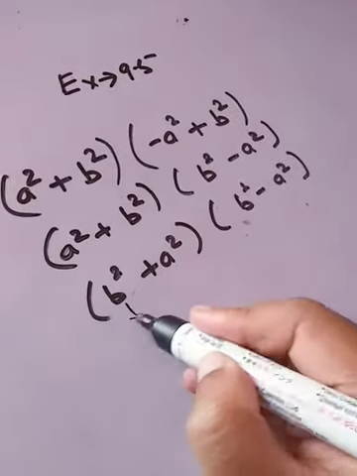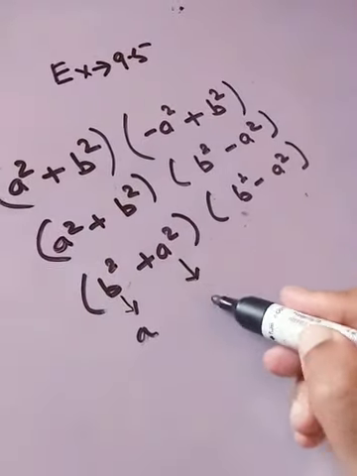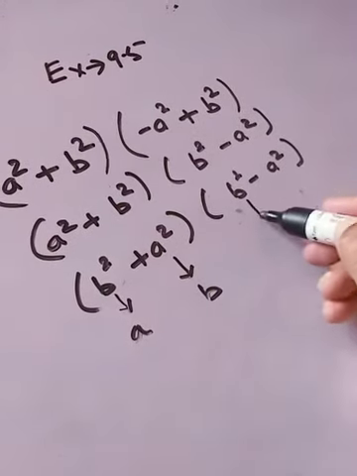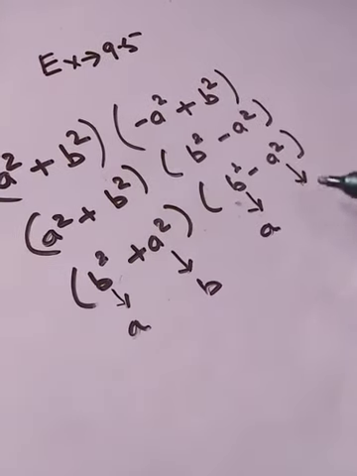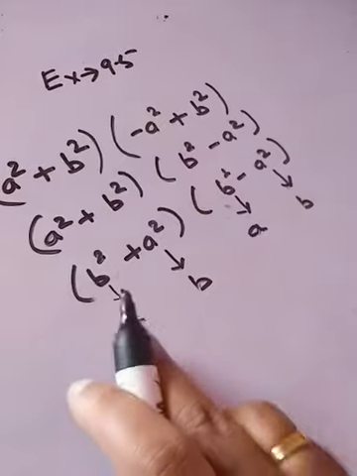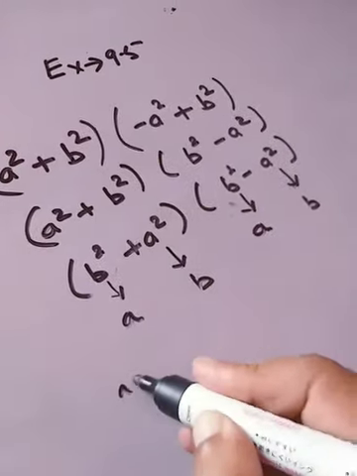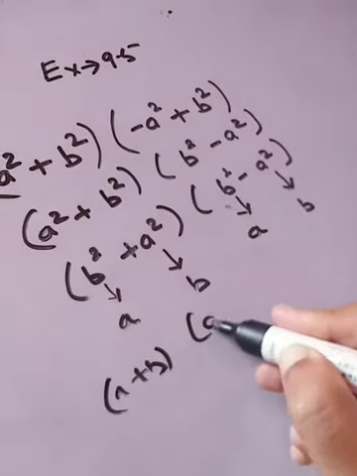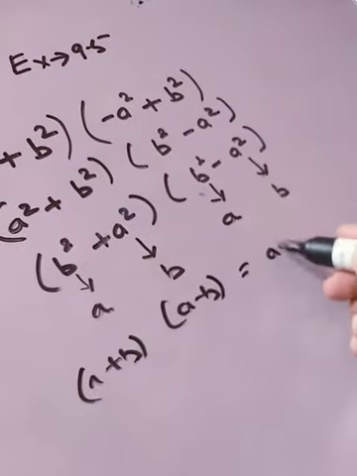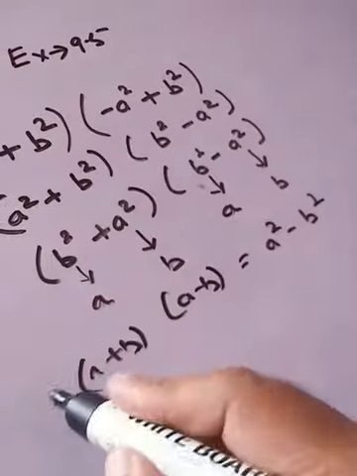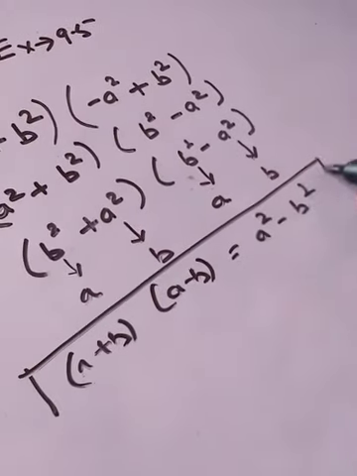if I consider this as a and this as b, so this will also be a, this will also be b, isn't it? So it is what? a plus b, a minus b. So what was the identity? a plus b, a minus b. It was a square minus b square, isn't it? So this is the identity that will follow.